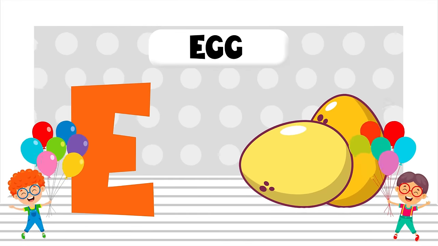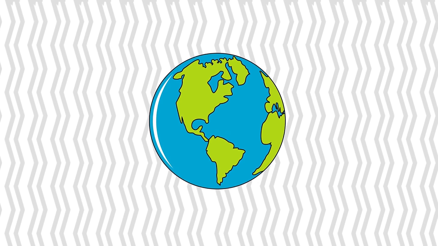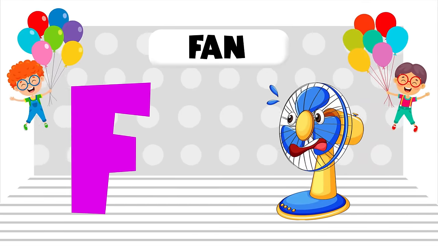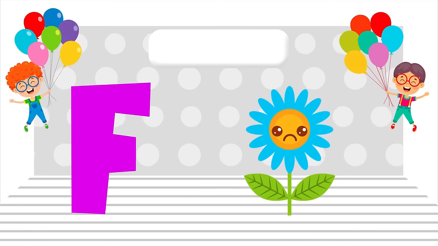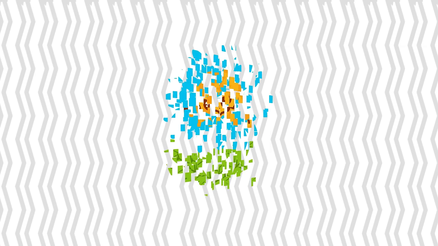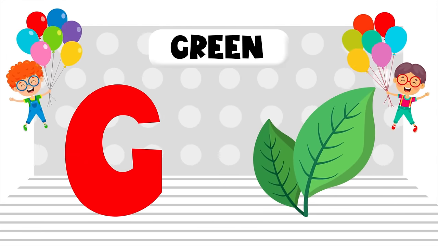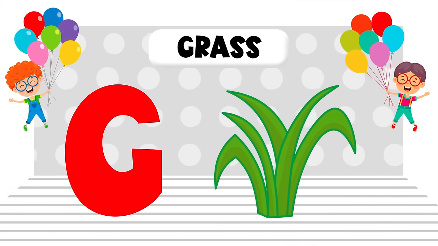E is for eggs. Eggs. E is for earth. E is for eggs. E is for earth. F is for fan. Fan. F is for flower. Flower. F is for fan. F is for flower. G is for green. Green. G is for grass. Grass. G is for green. G is for grass.